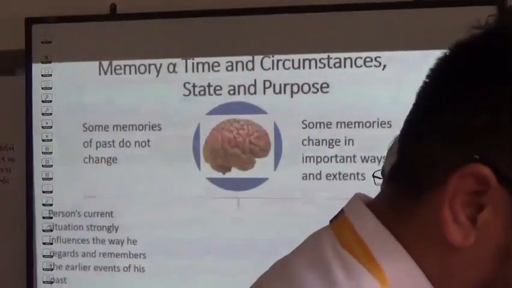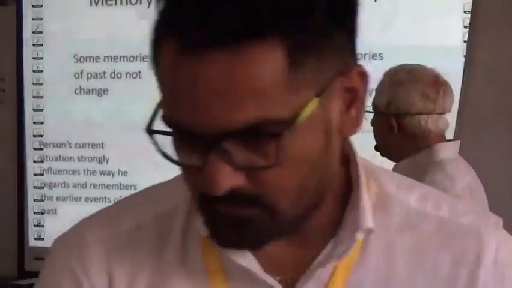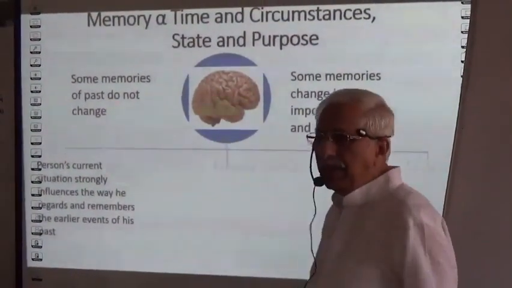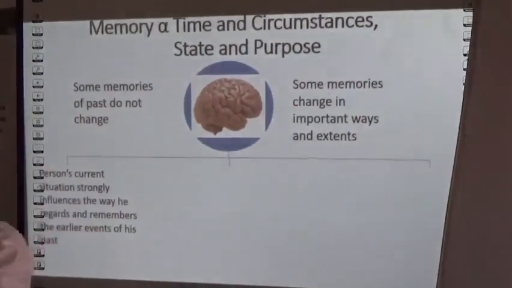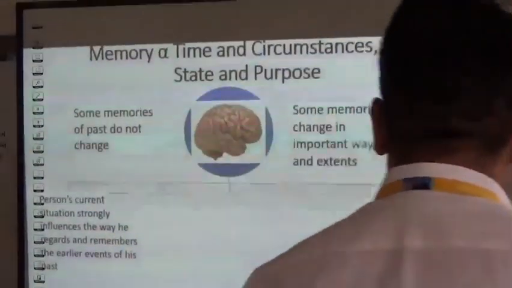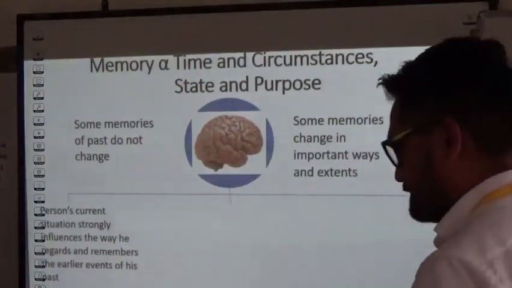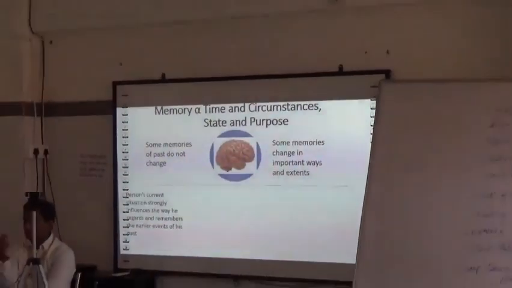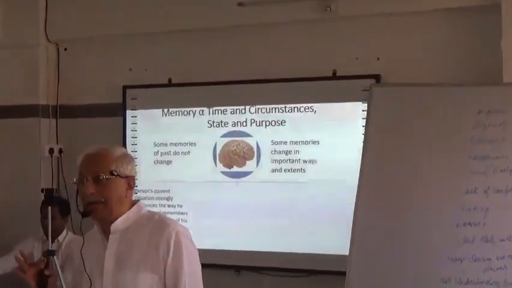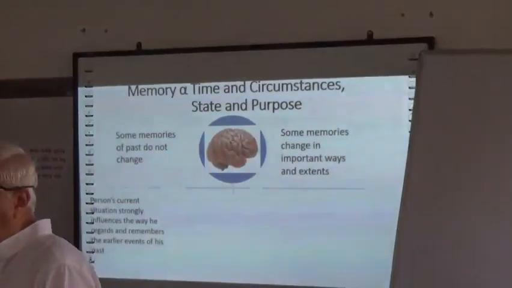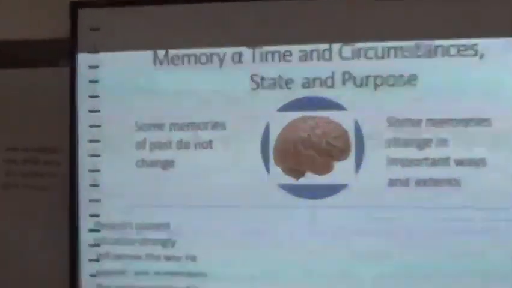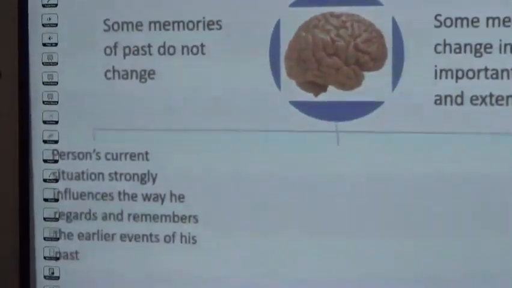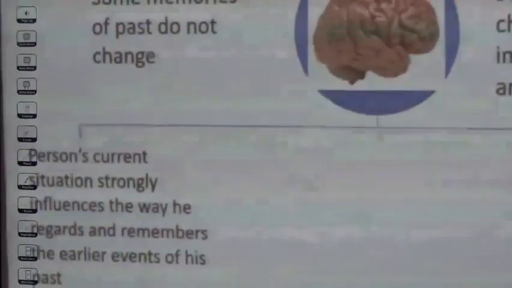A person's current situation strongly influences the way he regards and remembers the earlier events. Look, what a situation I am giving, pay attention. It is not theoretical. This is all coming from practice. And a great writer, this data I am giving you is not even from a homeopath, but it is very helpful for every clinical condition, every situation. A person's current situation strongly influences the way he regards and remembers the earlier events of his past.